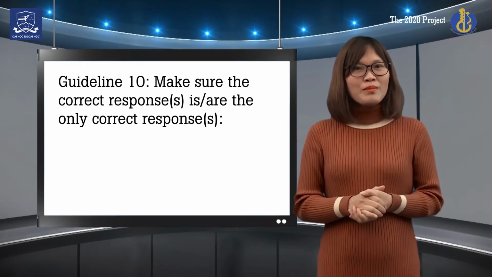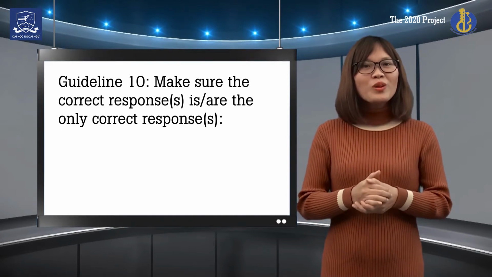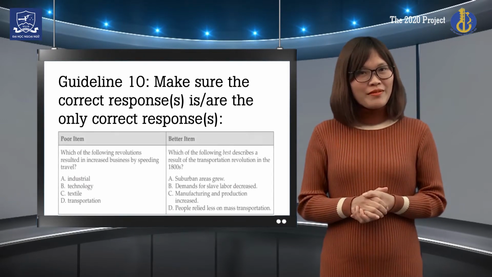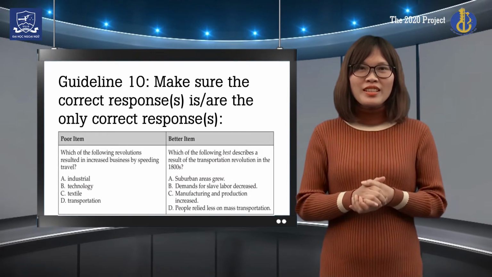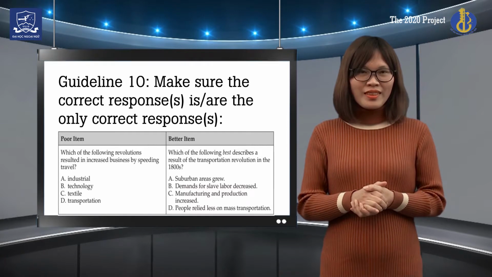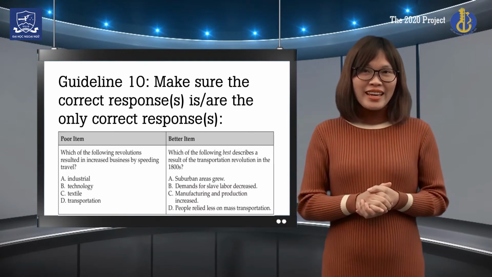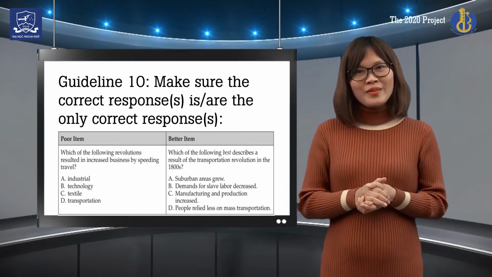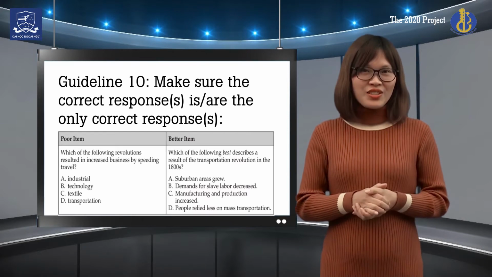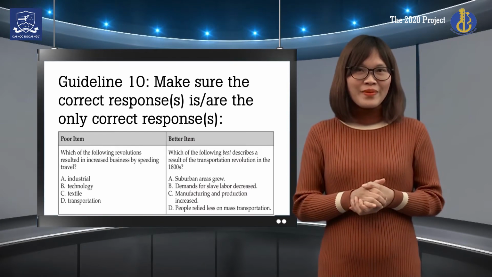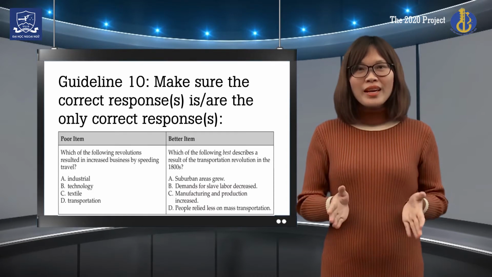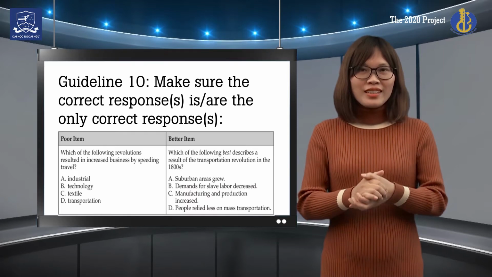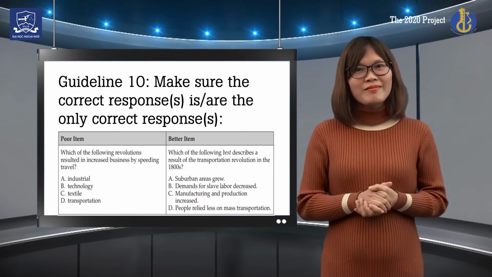Last but not least, make sure the correct response is the only correct response. Well, the correct response should, in fact, be accurate and should be the only possible correct response. We now look at the example again. In the poor item, there is more than one correct response. One could argue that industrial is also a correct response, as the Industrial Revolution made it possible for railroads to be built. The better item includes only one correct response.